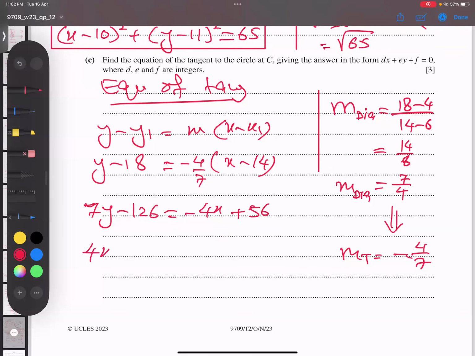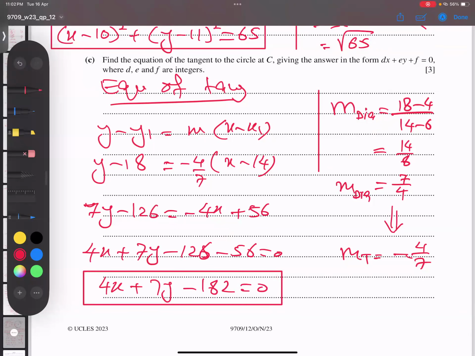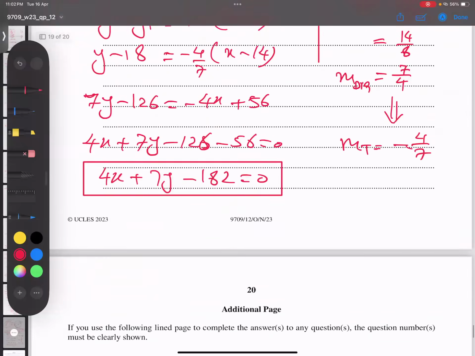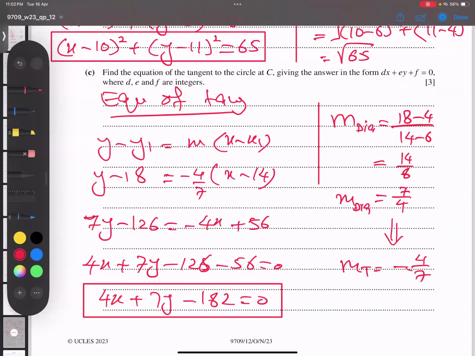So 4x comes here and 7y is already present. 56 will also join the left hand side. So if I check it, 126 plus 56, I get 182, so negative 182 equals 0. So Alhamdulillah Rabbil Alameen. This form he's asking, and he did not ask for integers, but he said integers. So Alhamdulillah Rabbil Alameen. I think the concept is very, very clear and the paper is completely done.